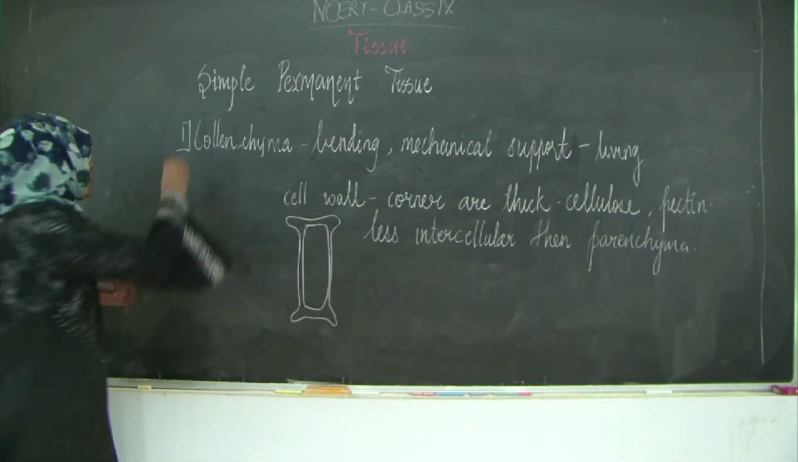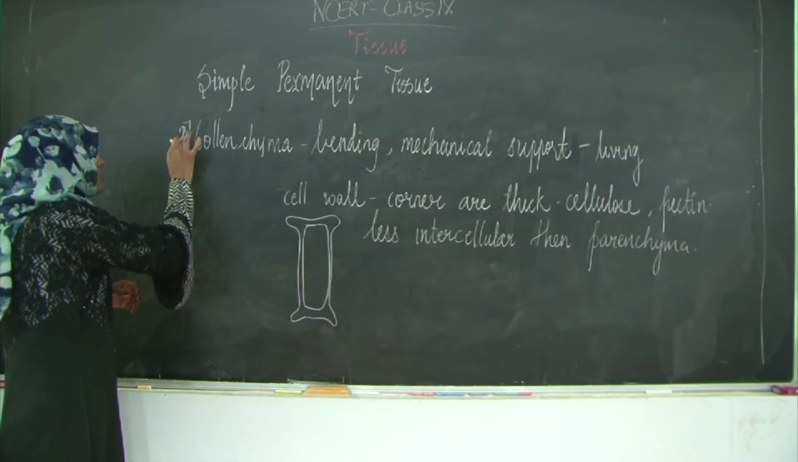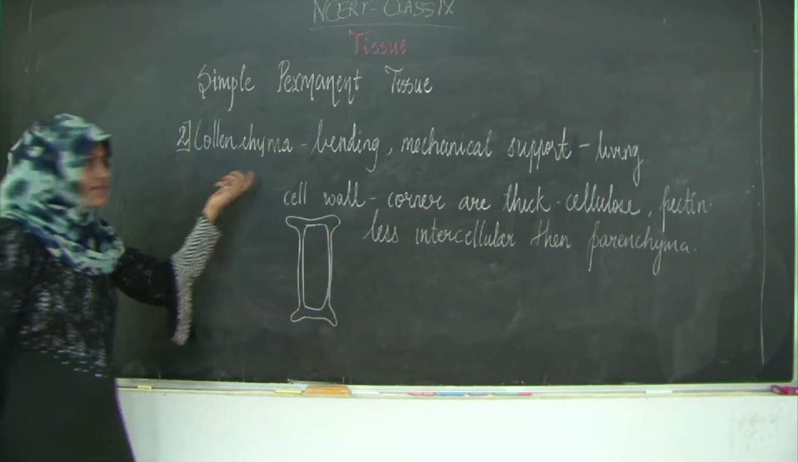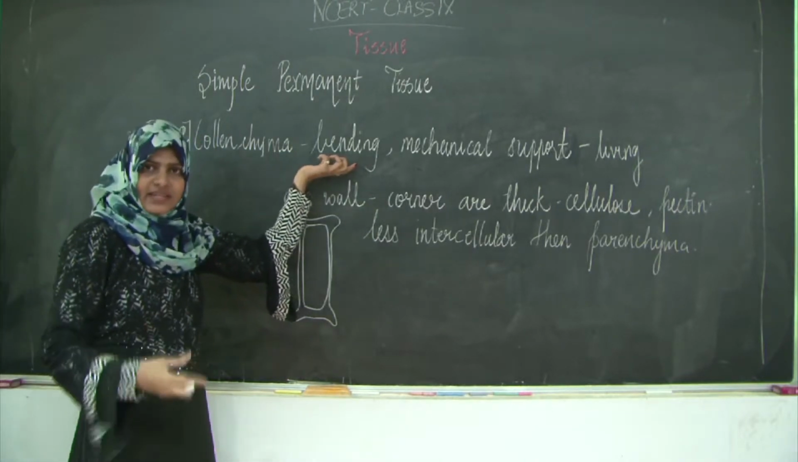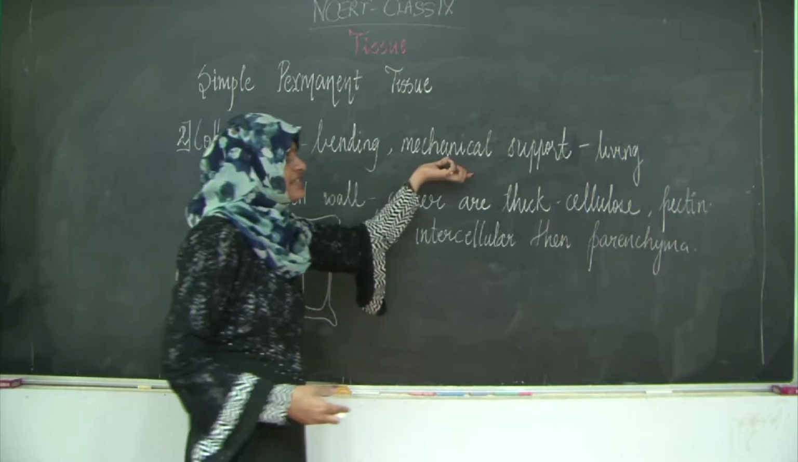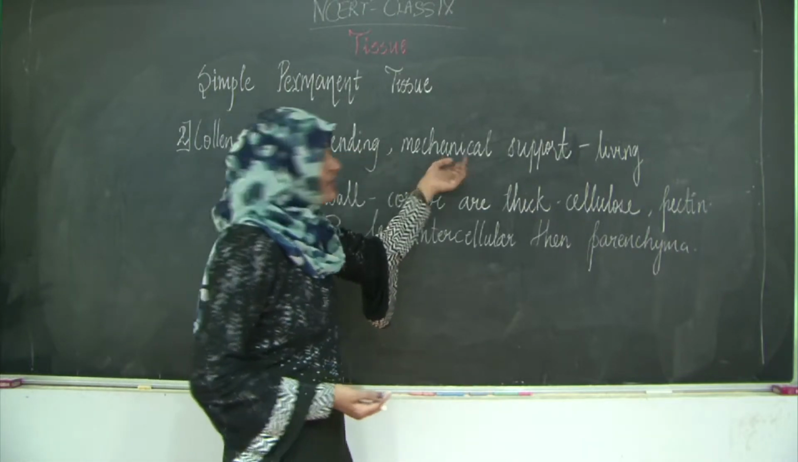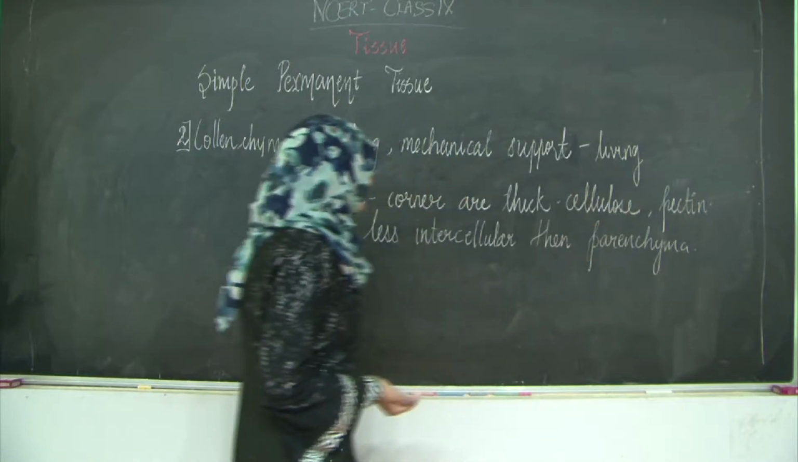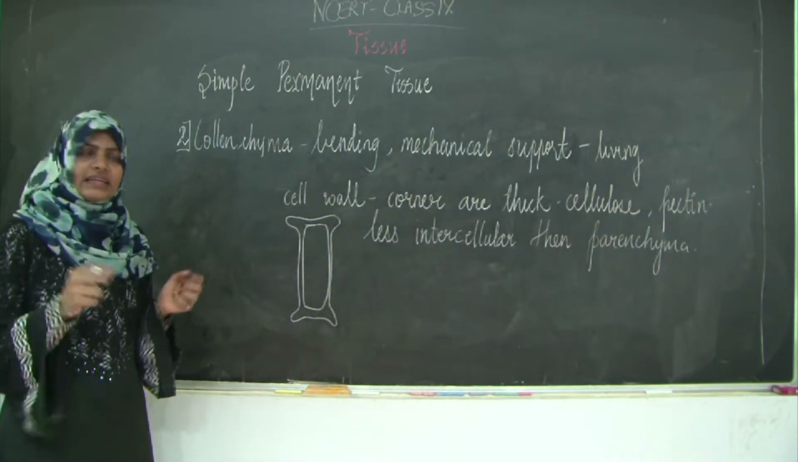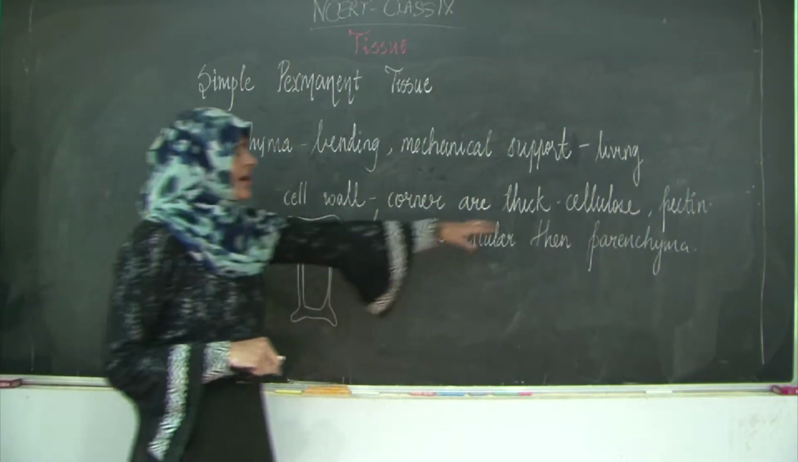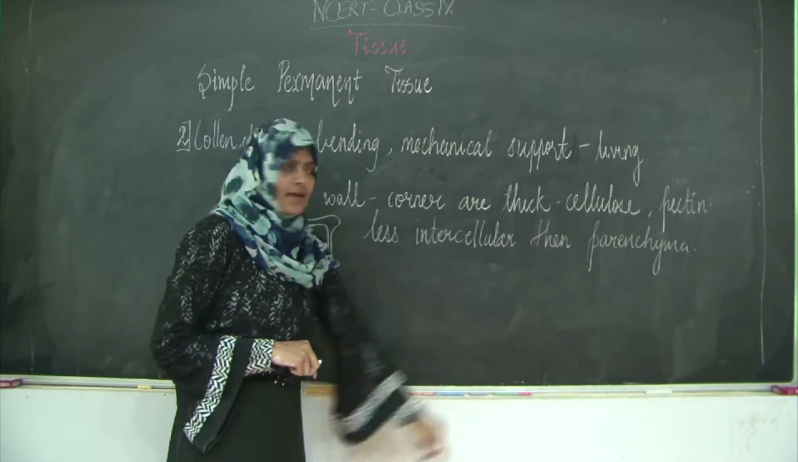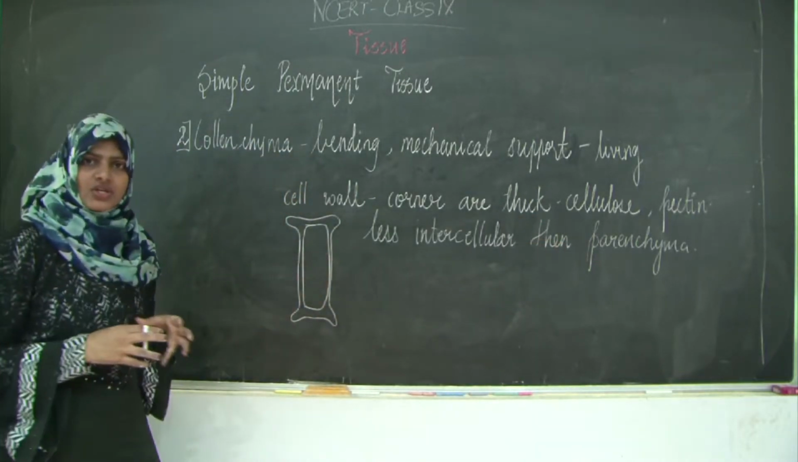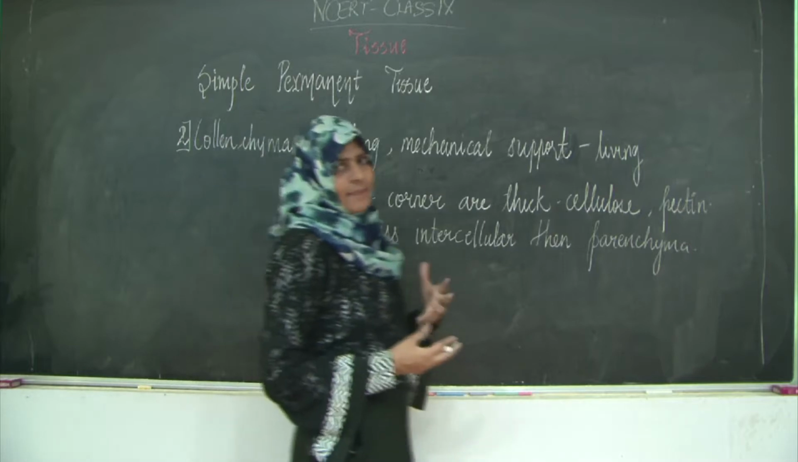The second type of permanent tissue is your collenchyma. Collenchyma is present at the place where bending of the plant is possible, and it provides mechanical support. These cells are also living. The cell walls are thickened at the corners and are made up of cellulose and pectin, and they have very less intercellular space than that of parenchyma.